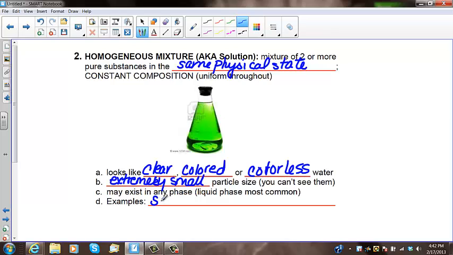So some examples of this are salt water. You've seen me dissolve salt and water in class. Kool-Aid. And even club soda.